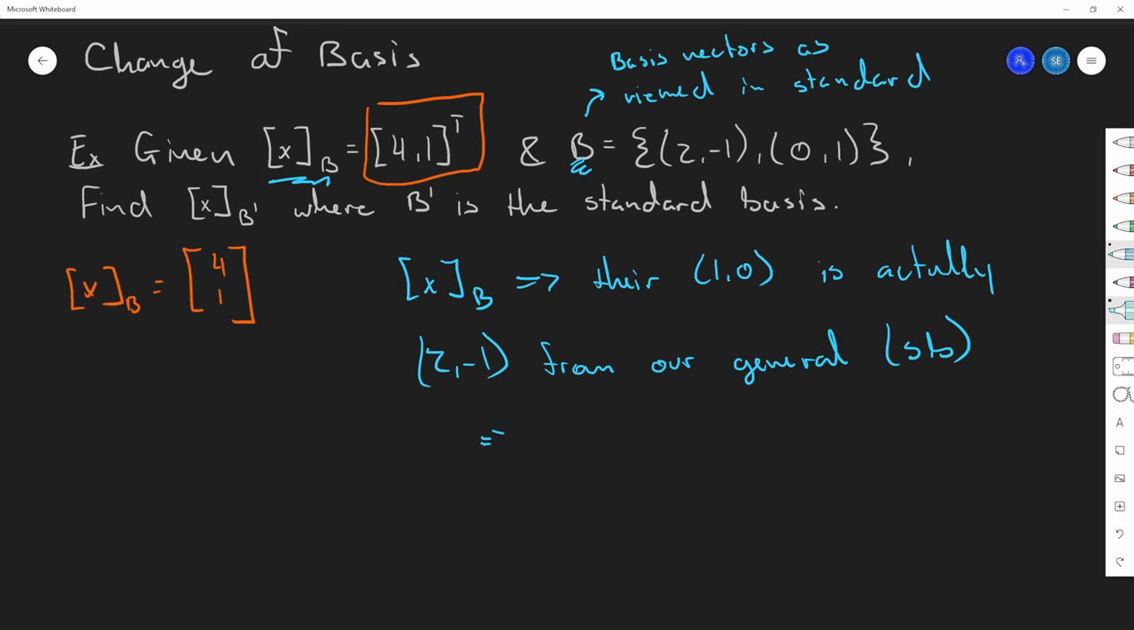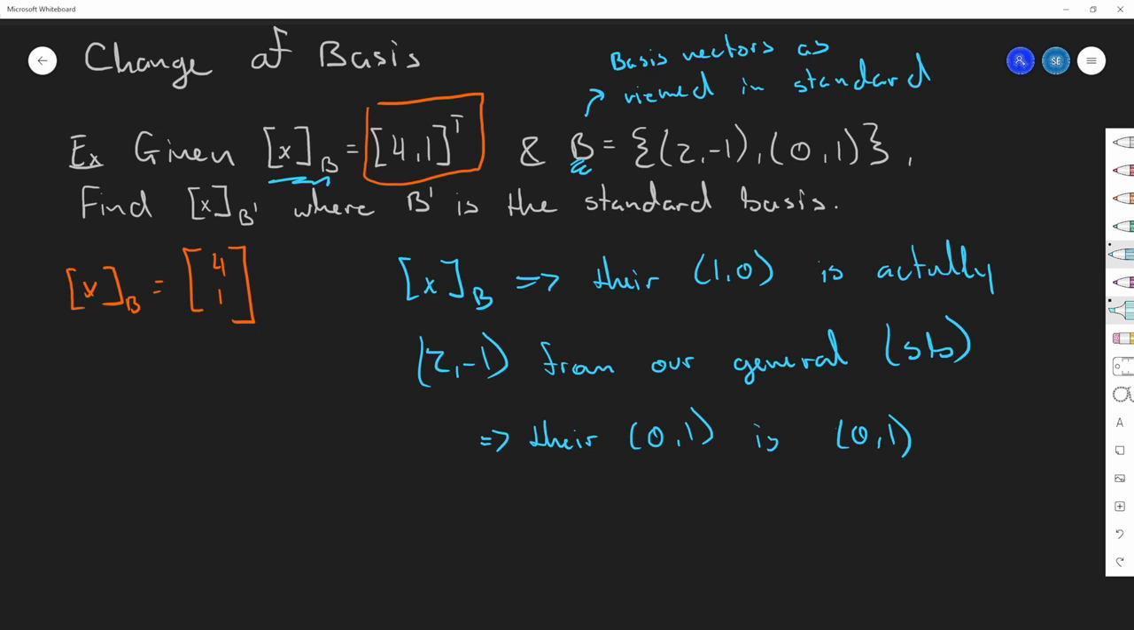So that also means their (0, 1) is actually the same as our (0, 1). We can see that the j hat, so basically the y-axis portion, did not change at all. Their (0, 1) is our (0, 1). The i hat, which is what we usually interpret as the x-axis, that one changed. We are used to seeing (1, 0), but for them it is actually (2, -1) when we look at it.